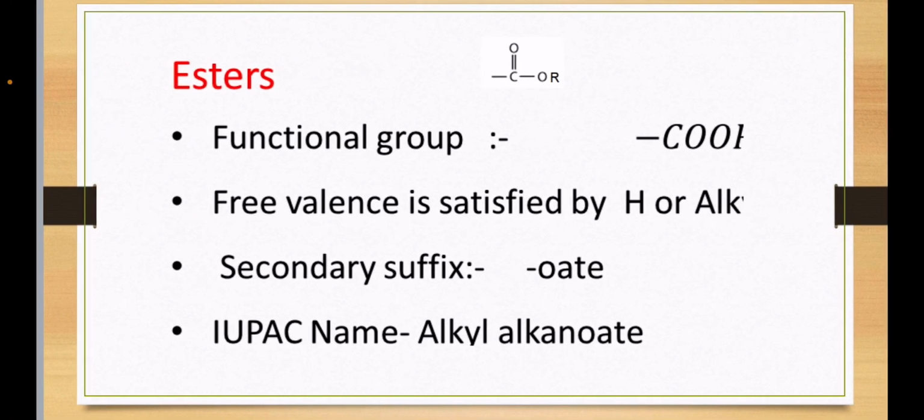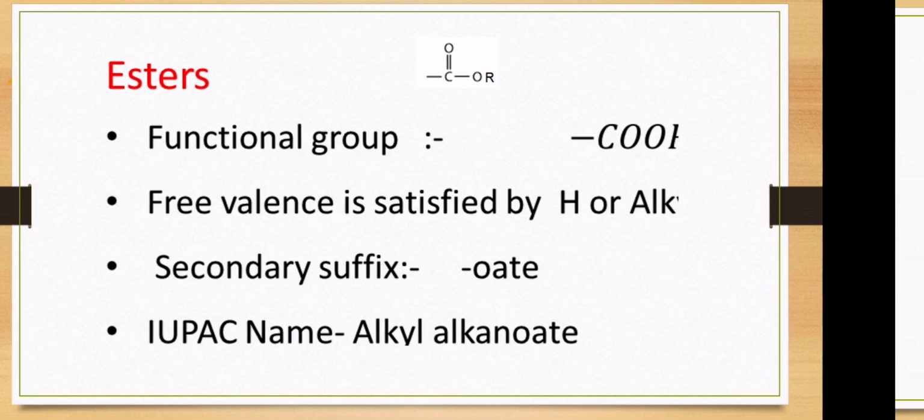Now the esters, functional group is COOR, and we write secondary suffix -oate, and the IUPAC name is alkyl alkanoate, like methyl ethanoate, methyl propanoate, methyl butanoate, methyl methanoate, ethyl ethanoate, you can name them as such.